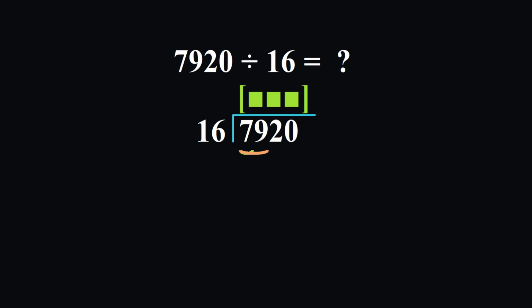How many 16 are in 79? The answer is 4. Now multiply 4 by 16, which gives us 64. Draw a line and subtract 79 minus 64, which leaves us with 15.